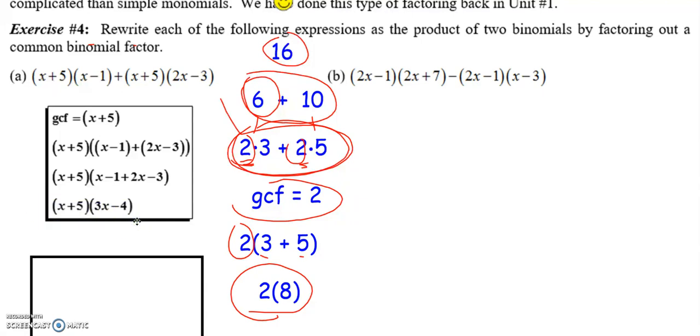So why don't you try to do the same thing on B here. Use this example, and if you want to, use all these to help you out too. So hit pause and see if you can do B the same way we did A.